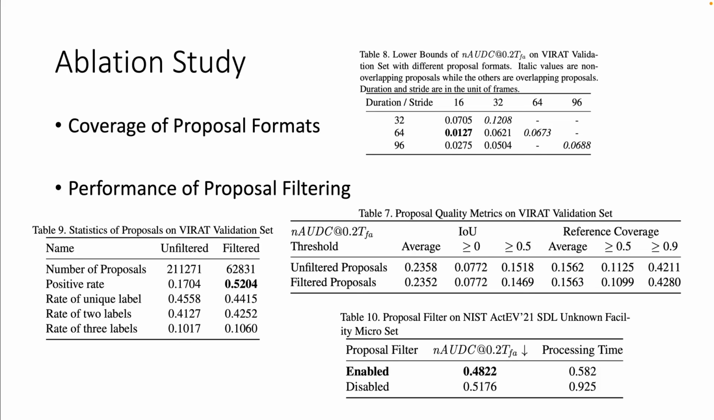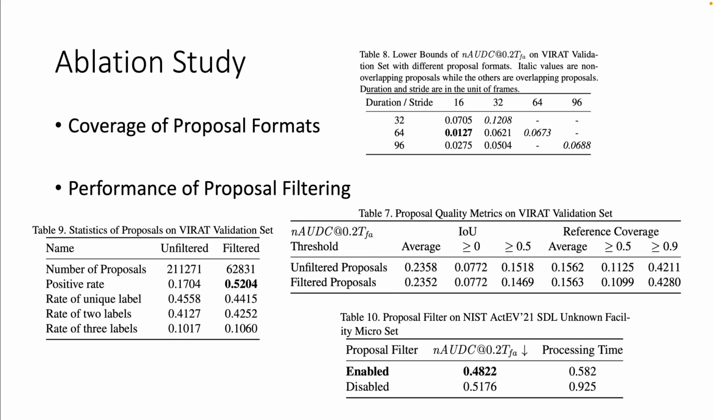Here we find that the overlapping proposals are generally better than the non-overlapping ones, and specifically the duration 64 and stride 16 has the minimal error when generating proposals. So this is the parameter we have selected.